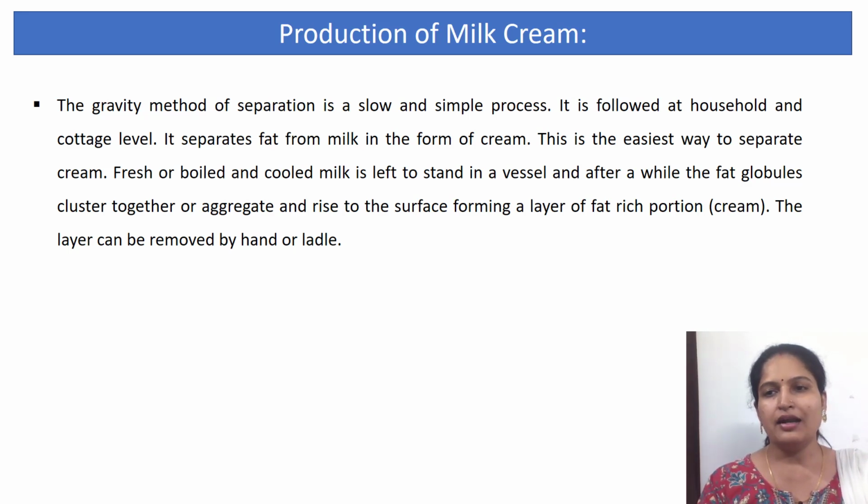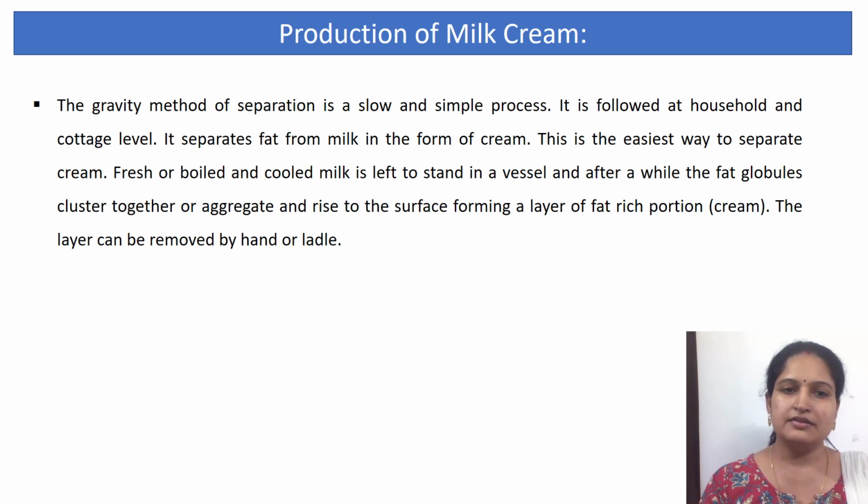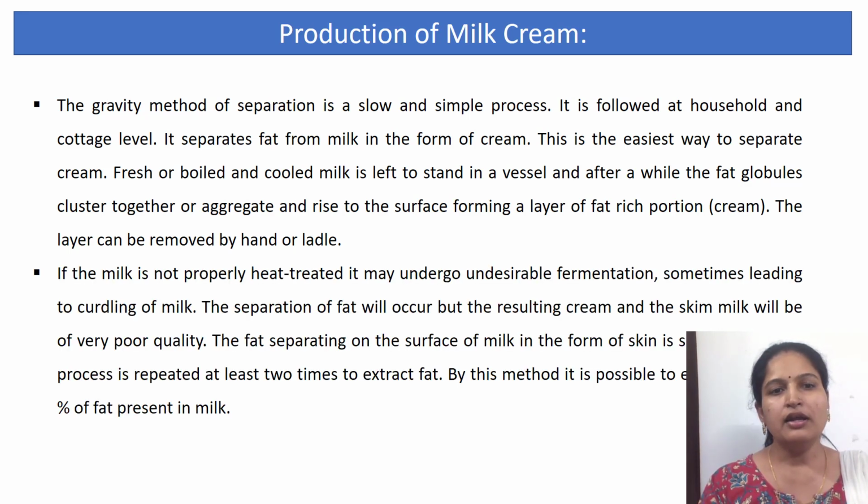Now, the gravity method of separation is a slow and simple process. It is followed at household and cottage level. It separates fat from milk in the form of cream. So this is the easiest way to separate cream. Fresh or boiled and cooled milk is left to stand in a vessel, and after a while the fat globules cluster or aggregate and rise to the surface, forming a layer of fat-rich cream. So the layer can be removed by hand or ladle.